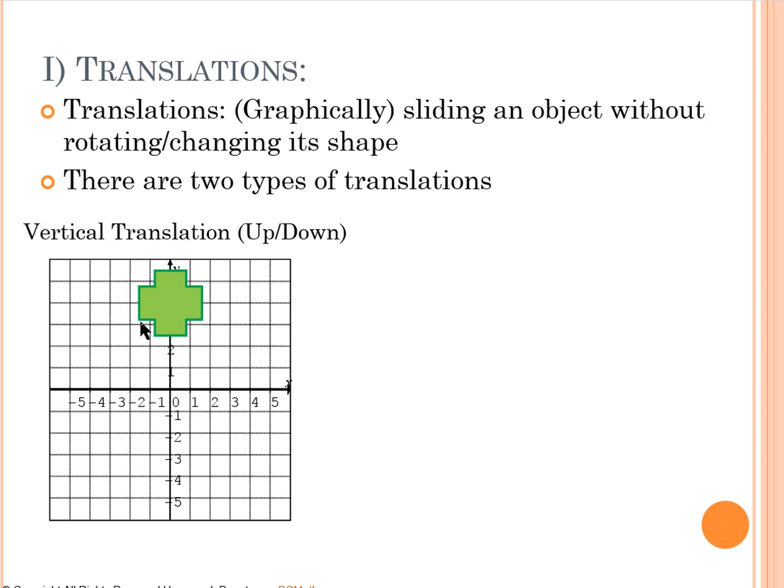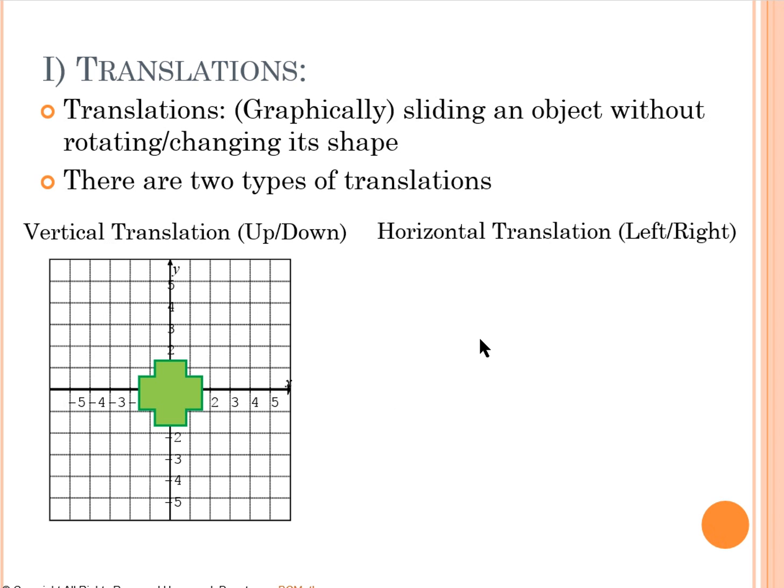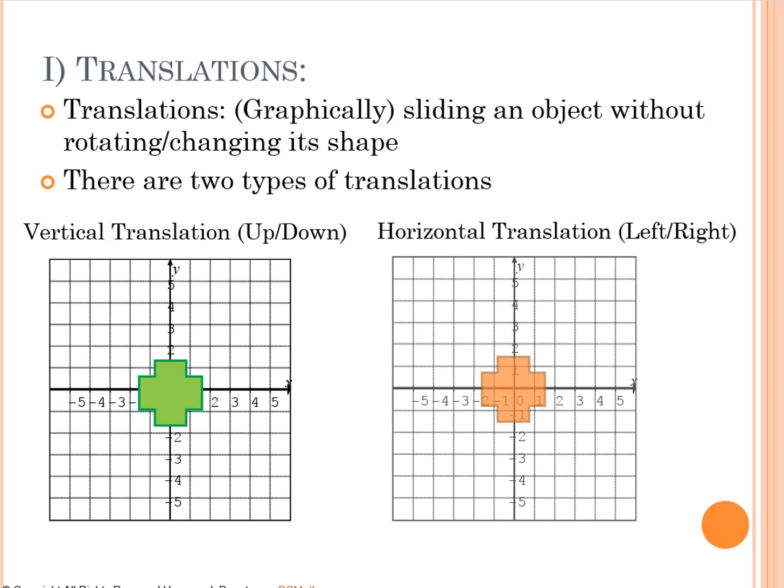And notice that when this object is moving, we're not actually rotating or changing its shape. It's just simply moving up or down, which represents a vertical translation. The other kind of translation that we'll look at for today's lesson is called a horizontal translation. A horizontal translation simply means that your object will move to the left or to the right. Once again, when you see this object moving to the left and the right, you'll notice that the object is not rotating or changing its shape. It's simply sliding from one section to the next. All right, so those are translations.